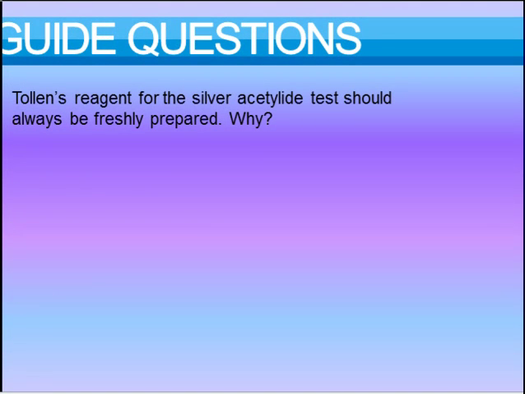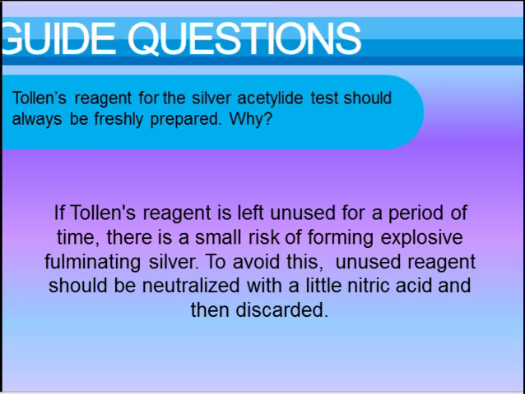Tollens reagent for the silver acetylide test should always be freshly prepared. Why? Well, this is because Tollens reagent has a very short shelf life, and if it is left out for too long, it forms the explosive silver nitride. Thus, if there is unused Tollens reagent, neutralize it first with some weak acid, preferably a mineral acid, before discarding it, as strong acids tend to make it explode.